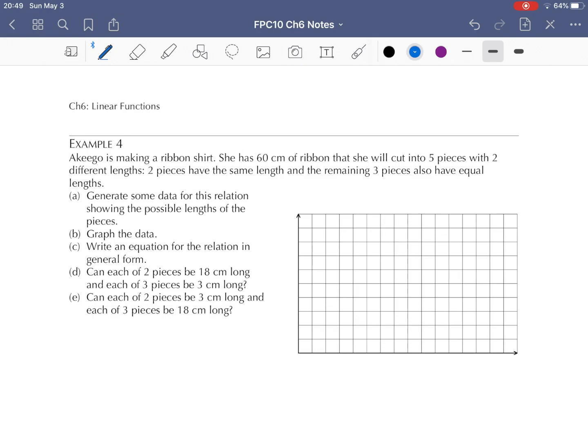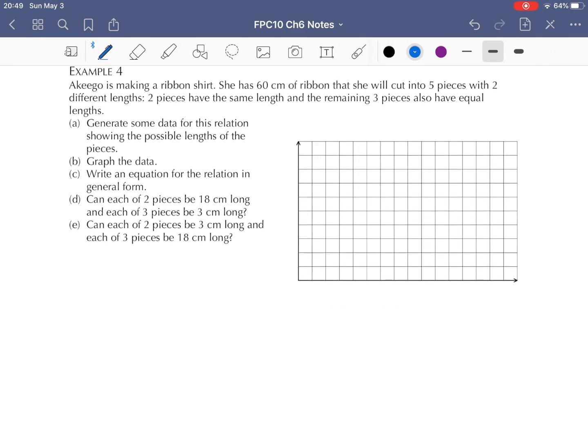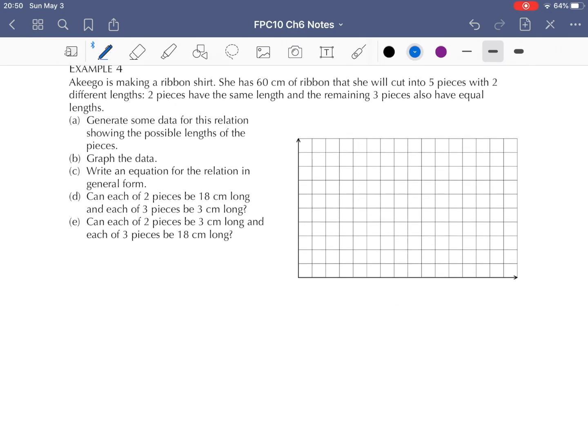All right, example 4. Akiko is making a ribbon shirt. She has 60 centimeters of ribbon that she will cut into 5 pieces with 2 different lengths. 2 pieces have the same length, and the remaining 3 pieces also have equal length. Generate some data for this relation.